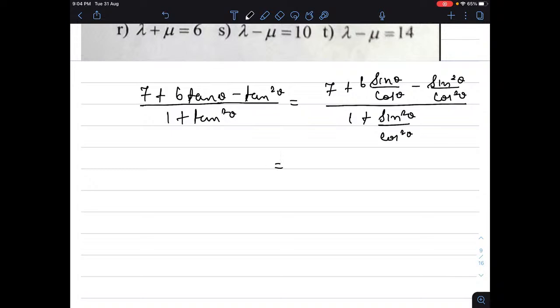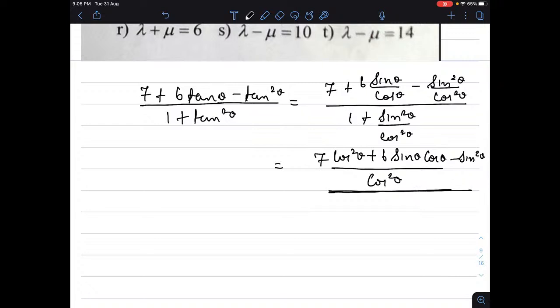Now taking LCM in the numerator, cos square theta will come over here and it becomes 7 cos square theta plus 6 sin theta cos theta minus sin square theta, whole divided by sin square theta plus cos square theta, which is 1 we know. So 1 divided by cos square theta, the cos square theta will get cancelled.